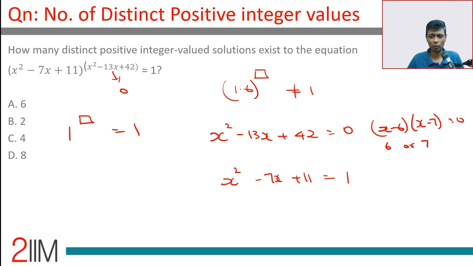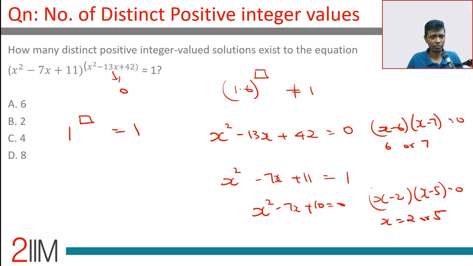Or here we have x² − 7x + 10 = 0. (x − 2)(x − 5) = 0, so x is 2 or 5. You put 2 in the exponent: 4 − 26 + 42, again a nice positive integer, nothing to worry about. You put 5, also we get a positive integer. So 2, 5, 6, 7, all of these work, 4 values.